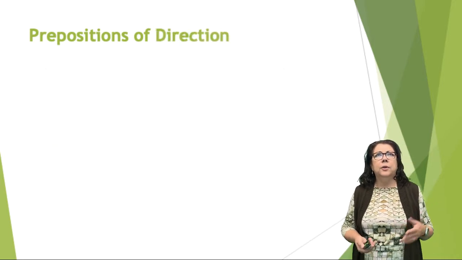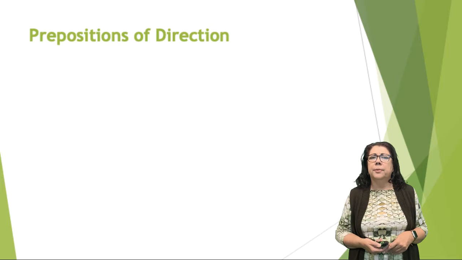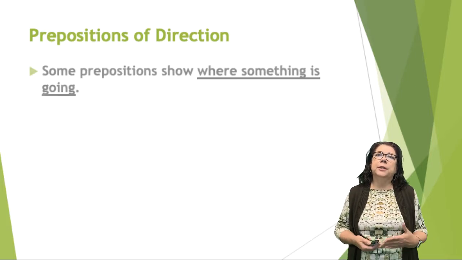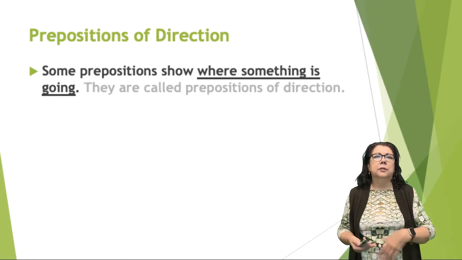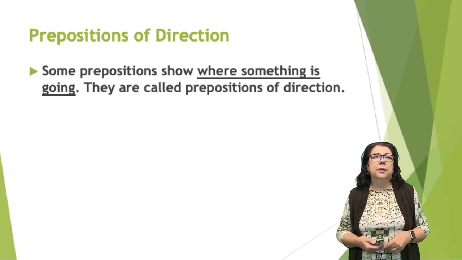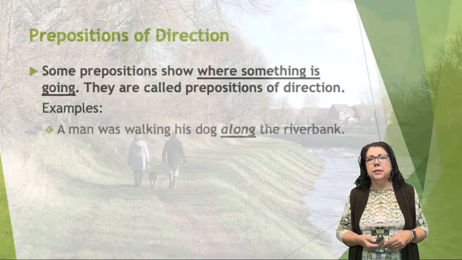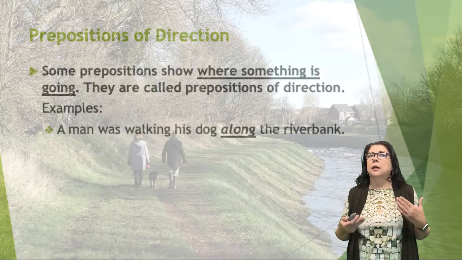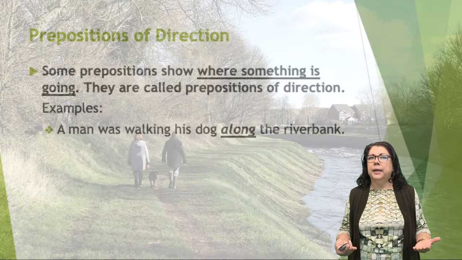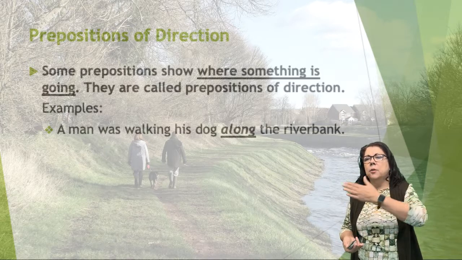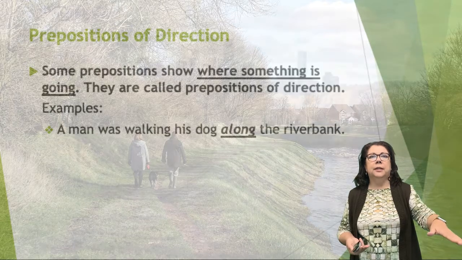And then the other one that I want to talk about today is the prepositions of direction, okay? So again, where something is going, and these are called prepositions of direction. So we have some examples here. A man was walking his dog along the riverbank. So where is the man going with his dog? He's going along the riverbank, okay?